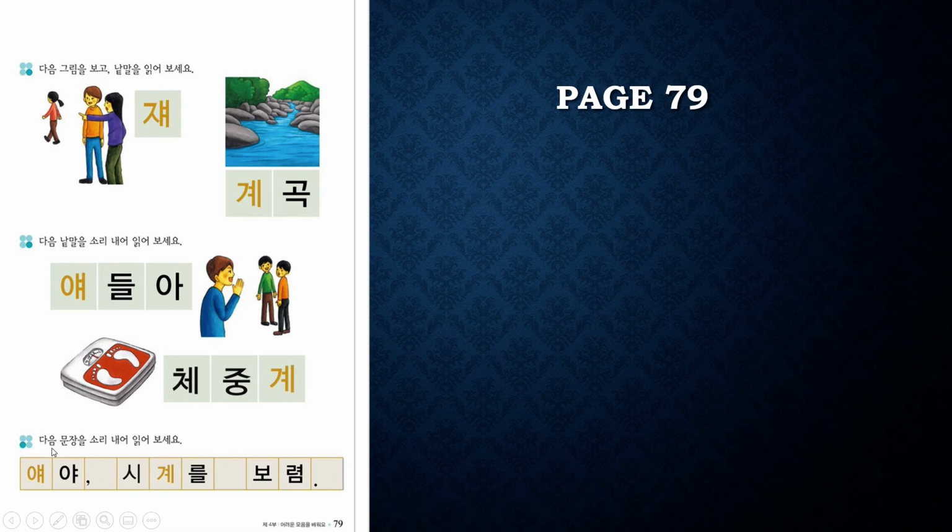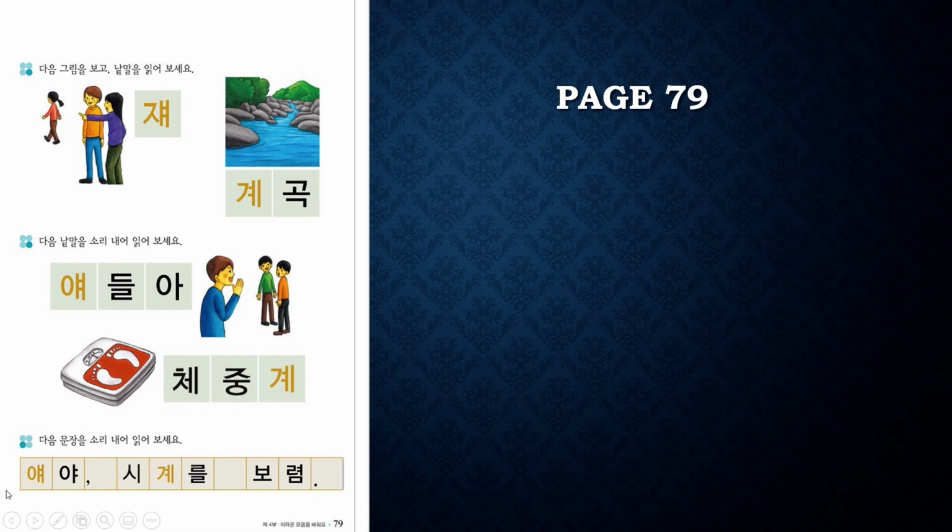Alrighty, the next one. 다음 문장을 소리내어 읽어보세요. This of course means read the sentence aloud. So I want you guys to pause here for a moment, have a shot at it yourselves, and then come back and then you can try and check them together with me. Alrighty, I hope you guys gave it a shot. So let's dive into it. 다음 문장을 소리내어 읽어보세요. Read the sentence aloud.